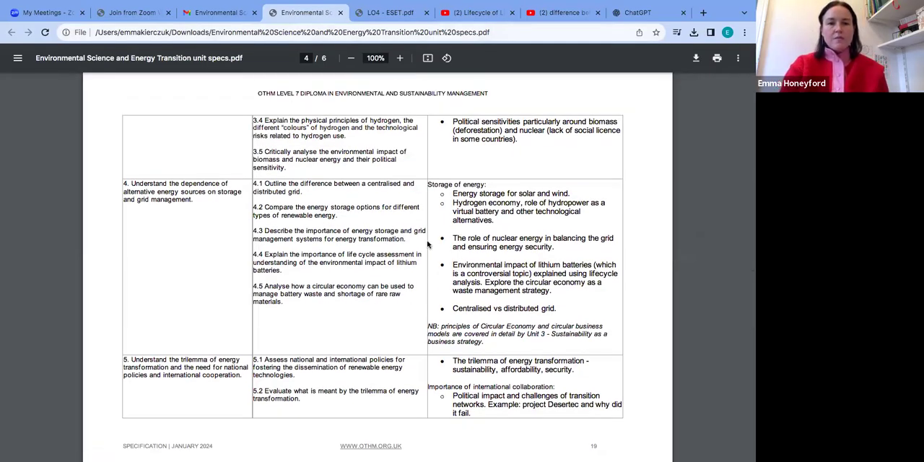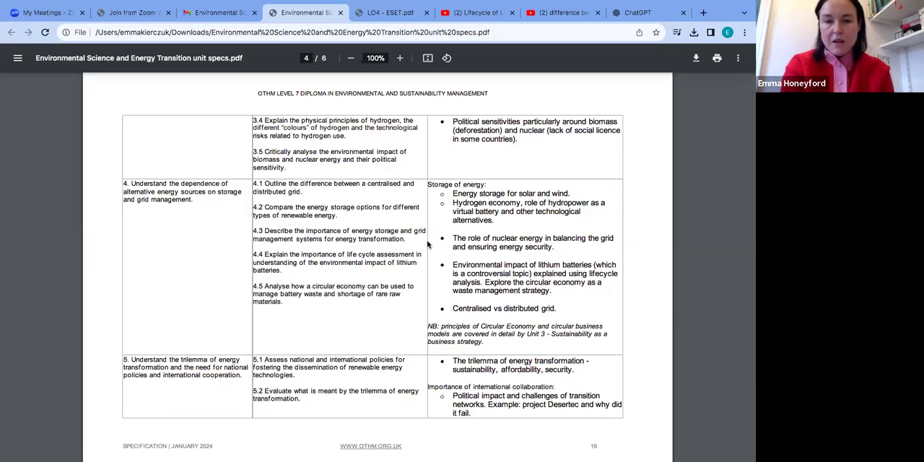Okay, so for learning outcome 4, this is all around obviously understanding the dependence of alternative energy sources on storage and grid management. So obviously in the transition, the push for more renewable energy, we're going to have to look around how we use the grid. So one of the outcomes is around being able to understand and outline the key differences between a centralised and a distributed grid.